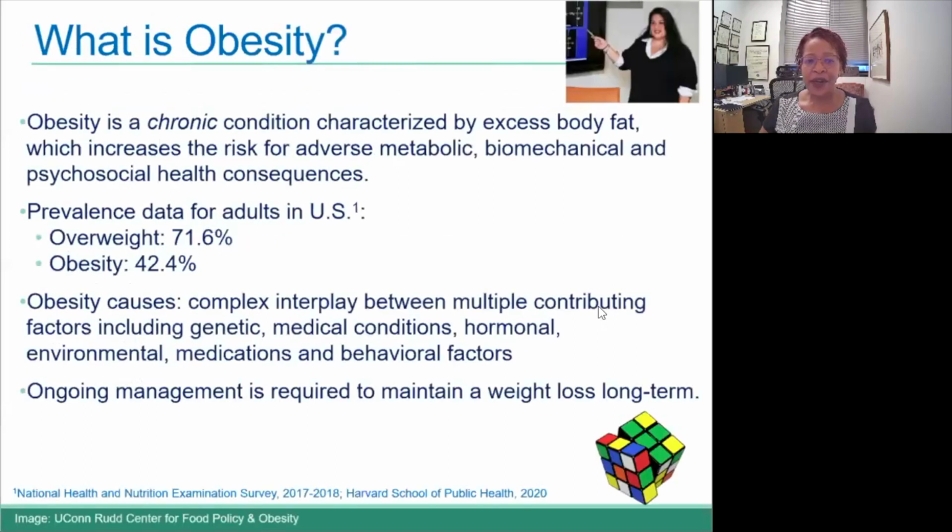So we know that obesity is a chronic condition. It's characterized by excess body fat. The reason this is concerning is because that increases the risk for adverse metabolic, biomechanical, and psychosocial consequences. In the US currently, the prevalence of overweight, which is a body mass index of 25 and above, is about 71% right now. And in terms of obesity, it's 42%.